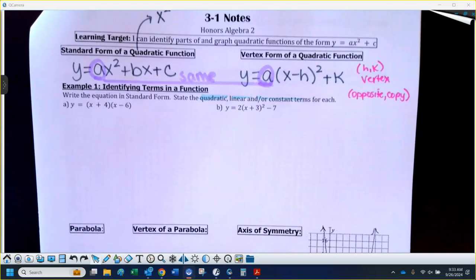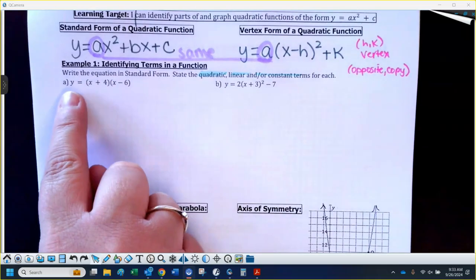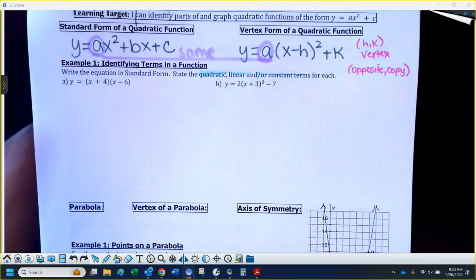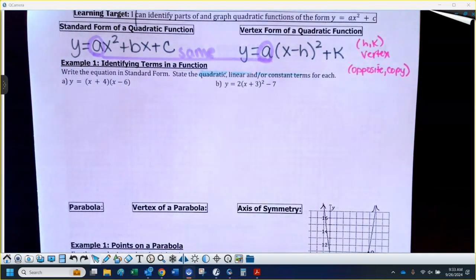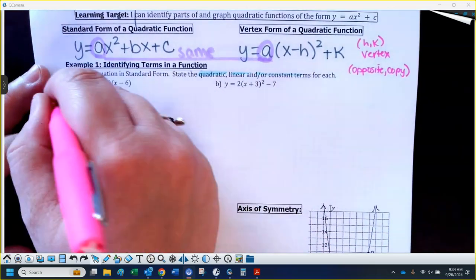We're going to state those once we get these in standard form. So, does anybody remember, if I have y equals x plus 4 in parentheses, and then I have x minus 6 in parentheses, how would I multiply those together to get rid of the parentheses? Ethan, what do you think? FOIL. Okay, did anybody else do something different than FOIL? What did you do? Okay, I'll show you both, and you do whichever one you like better. That's what I want you to do.